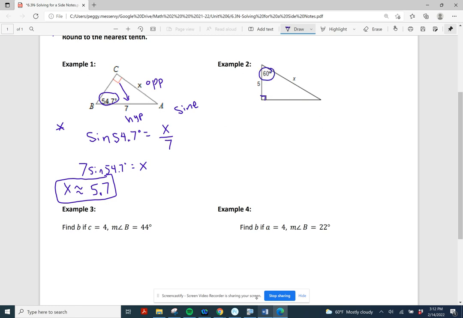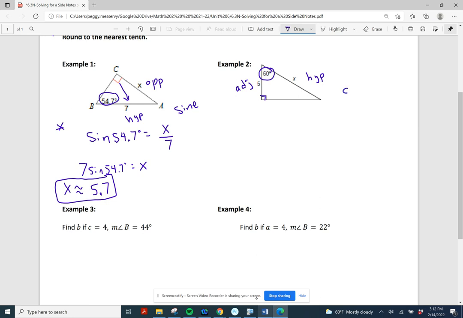60-degree angle is up here. But notice the x is the hypotenuse because it's opposite the right angle. And opposite the 60 would be over here. So I don't have the opposite leg. I have the adjacent leg. Okay? And I'm just going to use those two labels. Those are the two I'm working with. So if I just label the two that I'm going to work with, it might make it easier to figure out which trig function I need.